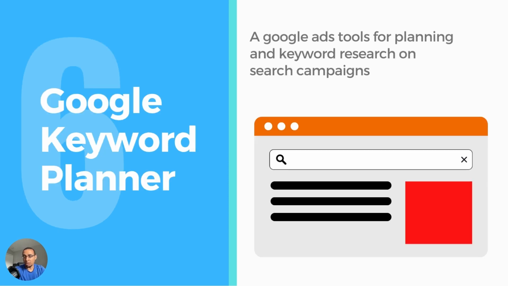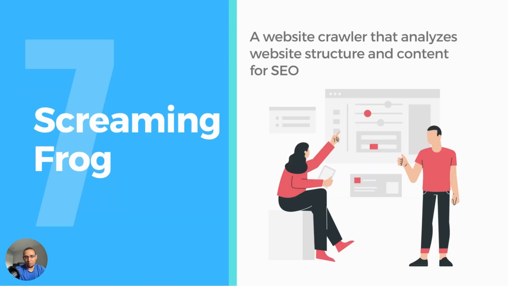And you've got the Google Keyword Planner. It's a Google Ads tool for planning and keyword research on search campaigns, but you could also use it for your website, not just for paid ads. Next one is Screaming Frog, a website crawler that analyzes website structure and content for SEO.